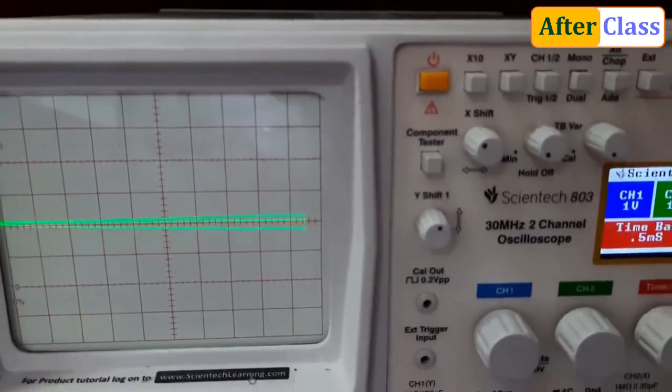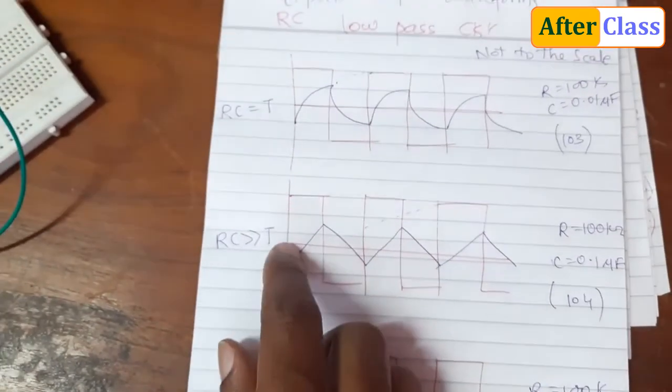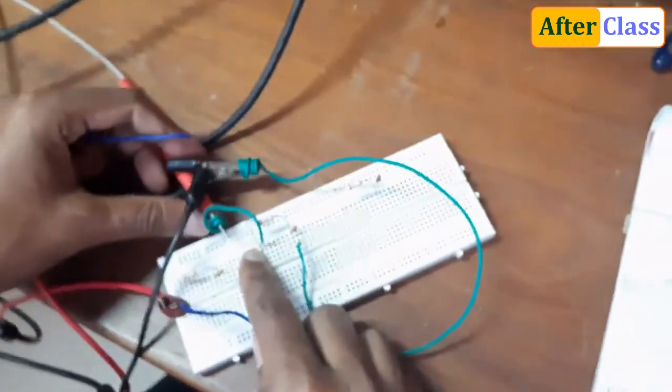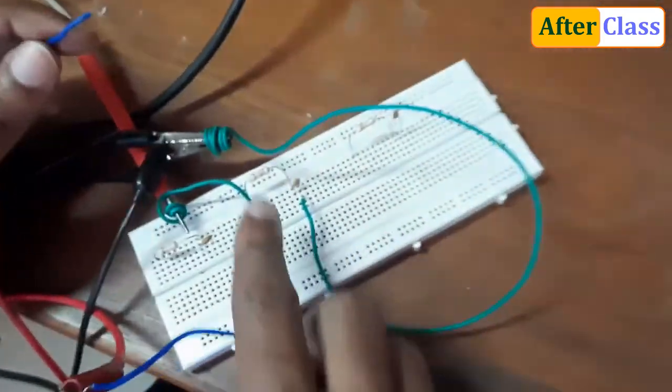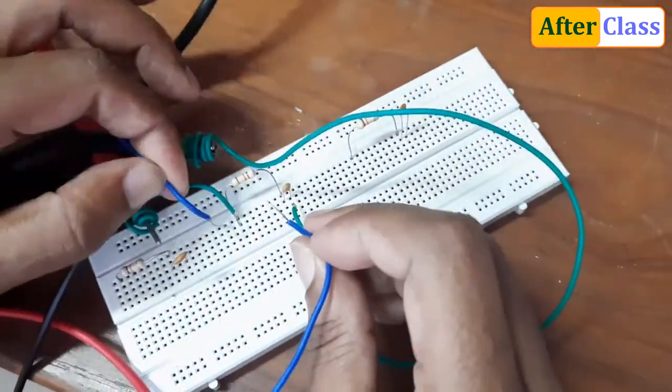Okay, now please, we will concentrate on this part, where it behaves as an integrator properly when RC is greater than T. What I have done is given input to the input of the integrator, and then connected ground across this capacitor, which is over here. Now I have connected the input over here.